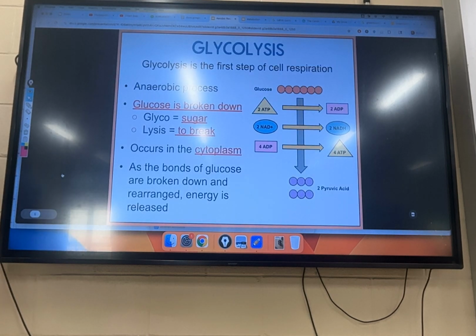All right. Our first step, whether or not oxygen is present, whether or not you have mitochondria or not, is the first thing that's going to happen.